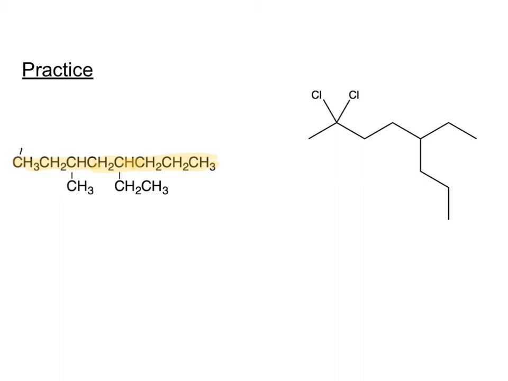First things first. 1, 2, 3, 4, 5, 6, 7, 8. All right, now I have to number the other way to see if it gives me lower priority substituent numbers. So 1, 2, 3, 4, 5, 6, 7, 8. So my substituents can either be coming off of carbon 6 and carbon 4 or carbon 3 and carbon 5. And so that makes the black numbering system correct in this case.